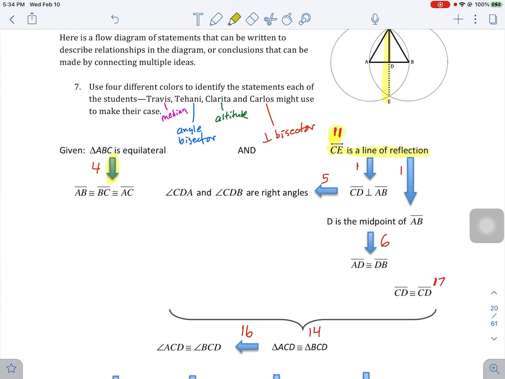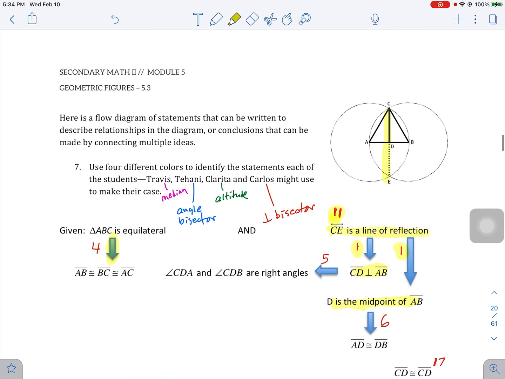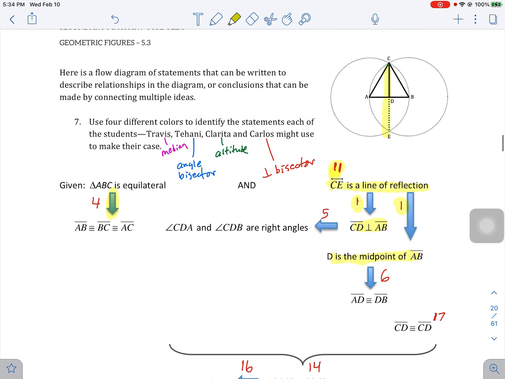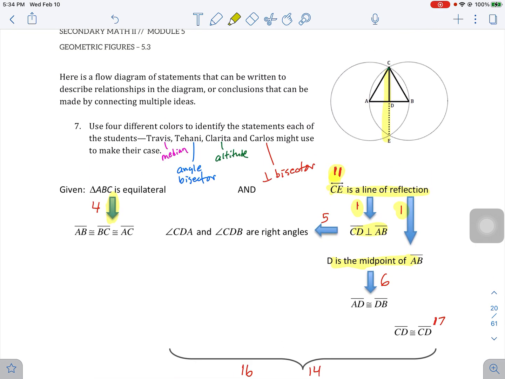What else do we have? If it's a line of reflection, we have the idea that CD is perpendicular to AB. We also have the idea that D is a midpoint. The reason for that goes back to the definition of a reflection. Because it is a reflection, when you fold it, the fold will be perpendicular to that edge where you fold it. And since you fold it, it means that these two are going to be congruent.